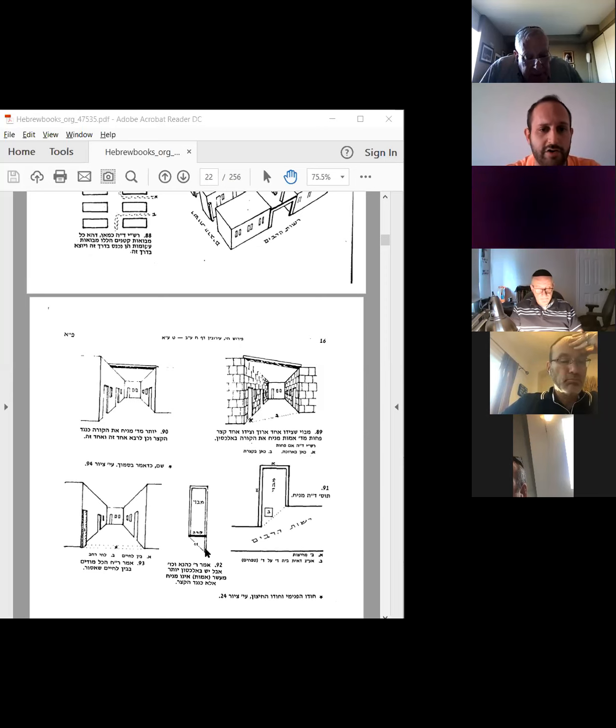Amar Rav Kahana, since we're talking about halakha, the people whose last name was Bar Kahana. So Rav Kahana leads with a joke. He says, since we're talking about halakha, my name's Rav Kahana, so let me say something too.